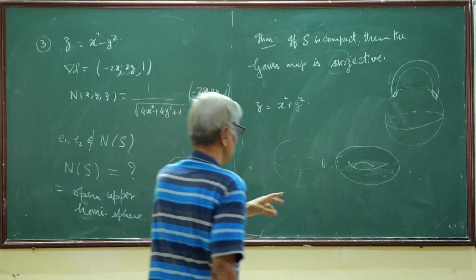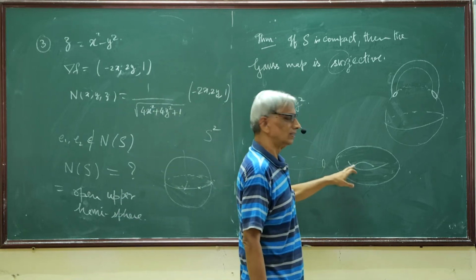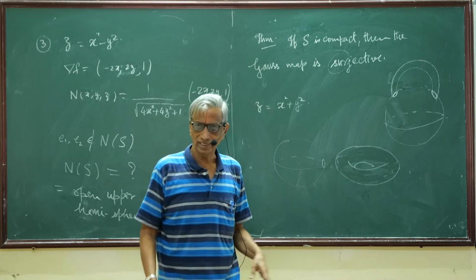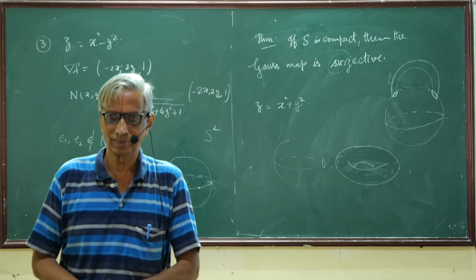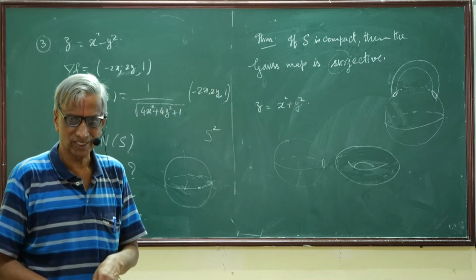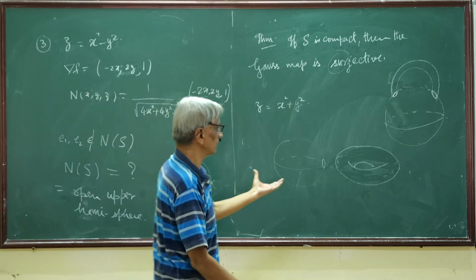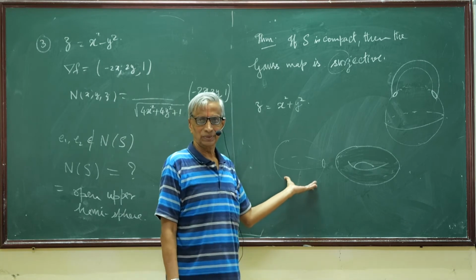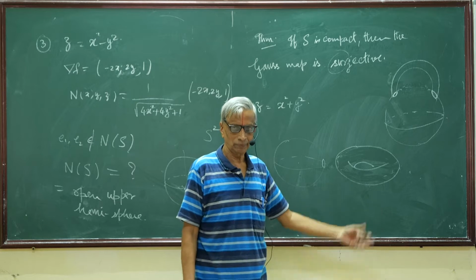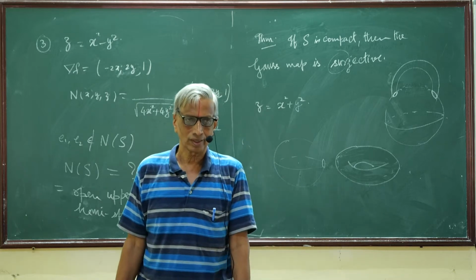Of course, you can put more handles if you want, attach more handles. So topologically, what is the difference between this and this? Both are compact, but the other one has a hole, so to say. So this is simply connected, whereas this is not simply connected. Okay.